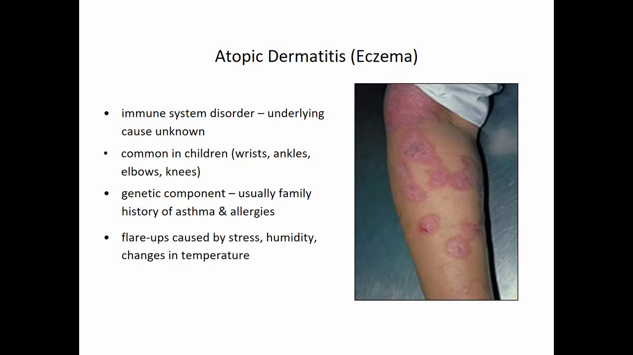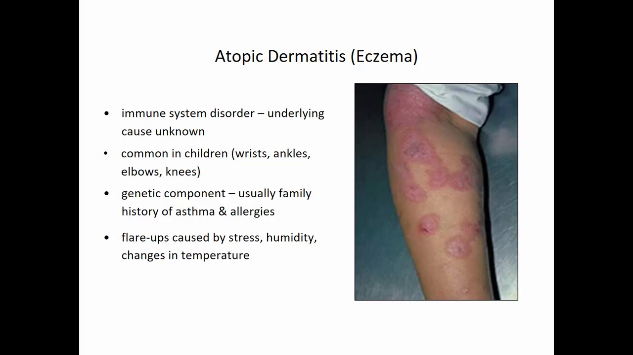Atopic dermatitis is otherwise known as eczema, and again, this is related to the immune system. We don't really understand what the underlying cause of eczema is. We know that it is common in children, especially around the wrists, the ankles, the elbows, the knees, and we do know that there's a strong genetic component to eczema.